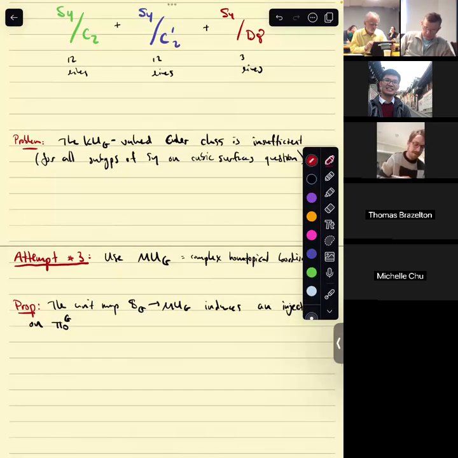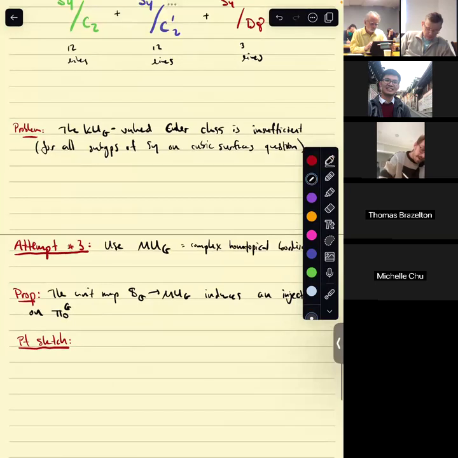Okay, so let me give you a sketch of the proof for this. Maybe I'll say why afterwards. The proof sketch is that I want to show something slightly more general, which is that the kernel of pi star G of the sphere spectrum mapping to pi star G of MUG is nilpotent.